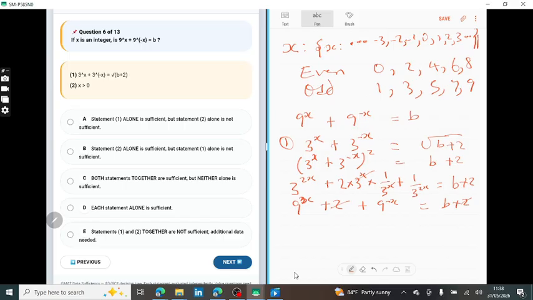Statement 2 will not be sufficient simply because s greater than 0, there are several values that will give us s greater than 0. Again, because it's no longer mentioning the b that was part of the equation. So we select statement 1 alone.